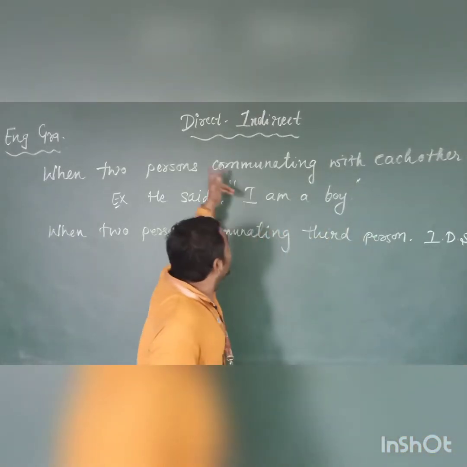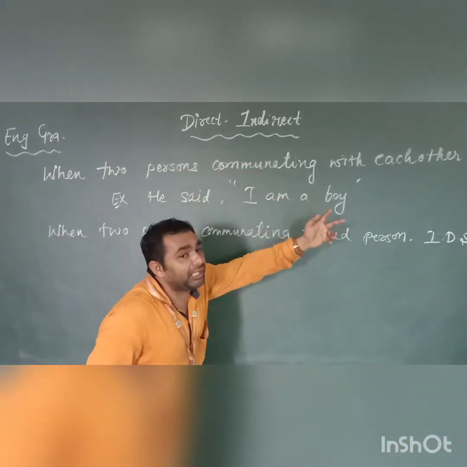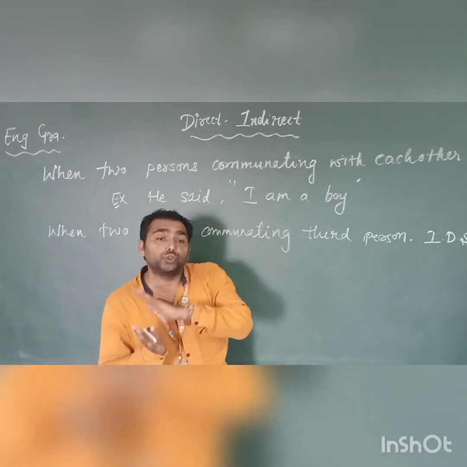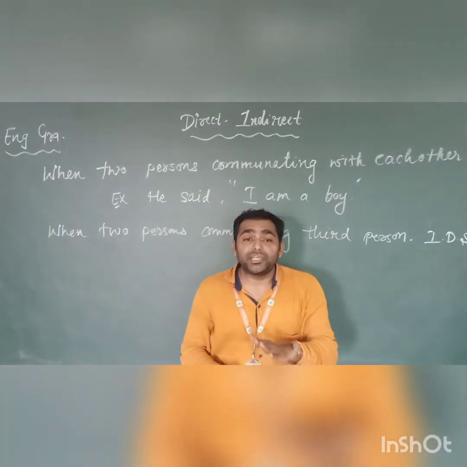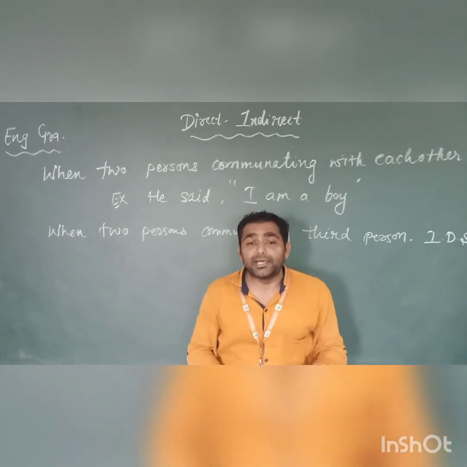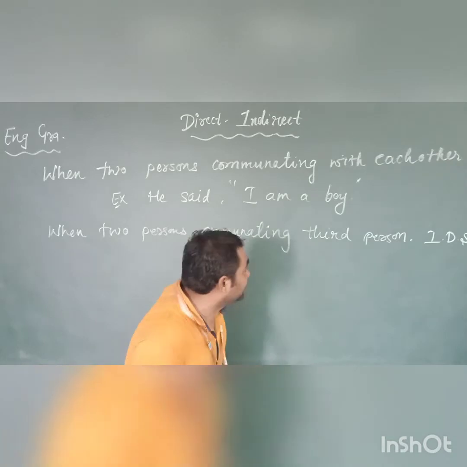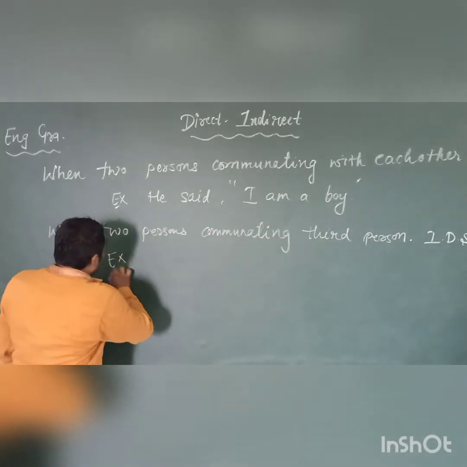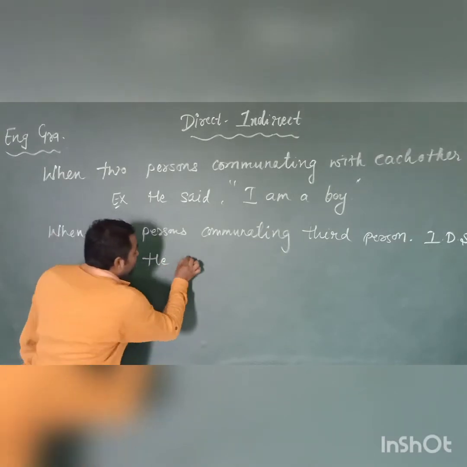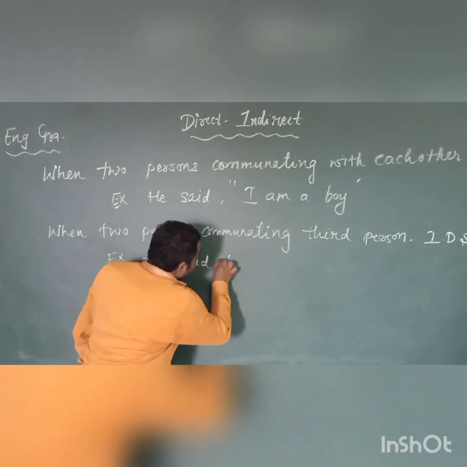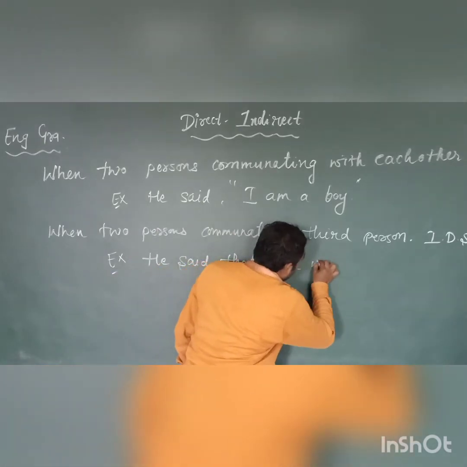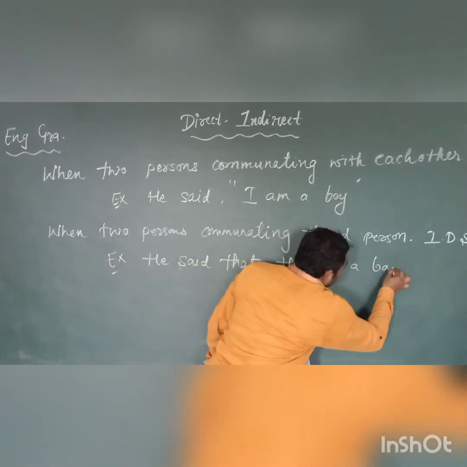Again I am repeating that whenever two persons are communicating with each other directly, it is called direct speech. Whenever two persons are talking about the third one who is absent or who is not present over there, it is called indirect speech. Here, for example, we'll solve the same example: he said that he was a boy.